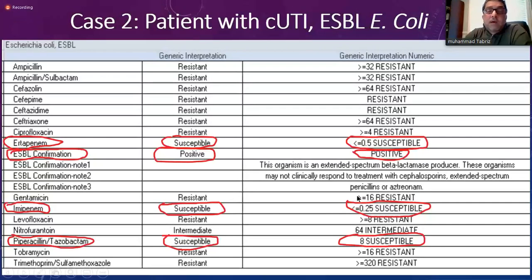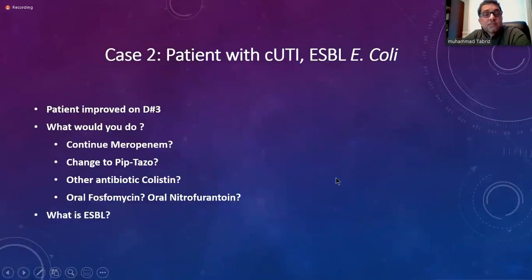So this is the organism that was isolated from this patient's urine. Look at the difference. This is an ESBL organism. So it's resistant to almost all cephalosporin and penicillin drugs. It is producing something called ESBL. It is sensitive to piperacillin tazobactam though, with an MIC of 8. So let's talk about ESBL then. Because of the ESBL organism, what would you do?